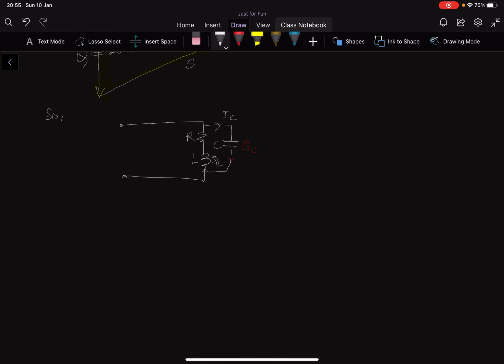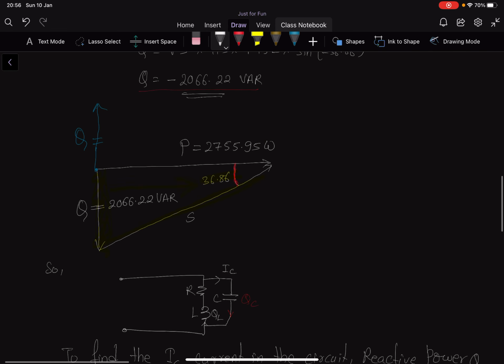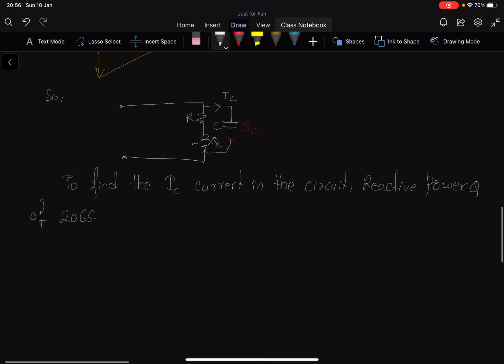So to find the IC current in the circuit, the reactive power Q of 2066.22 var must be generated by the capacitor.